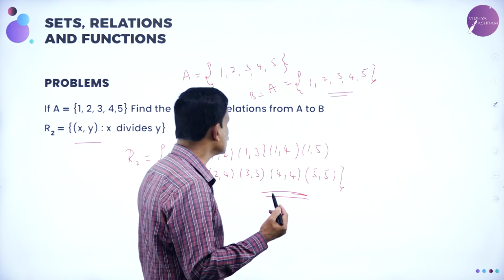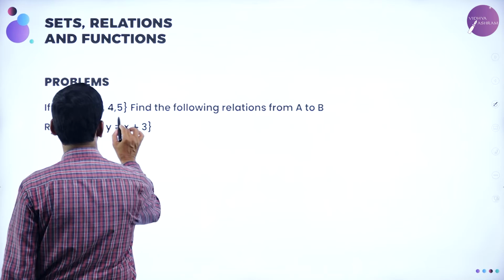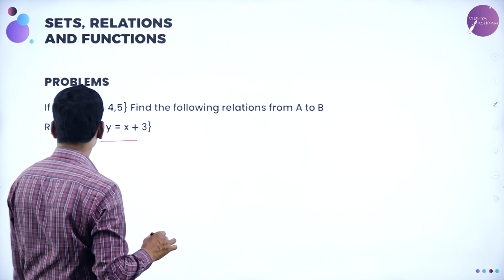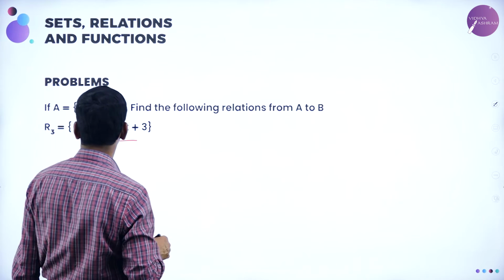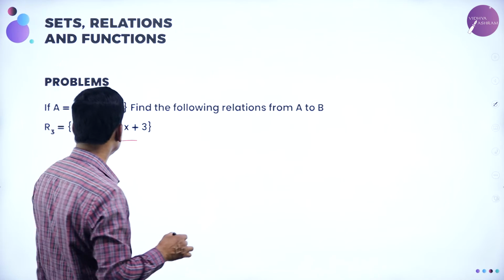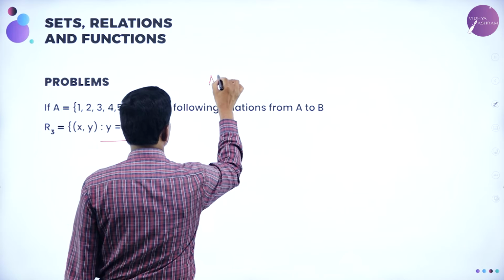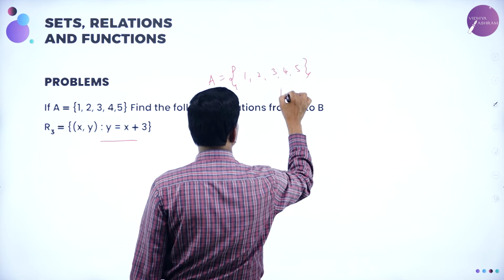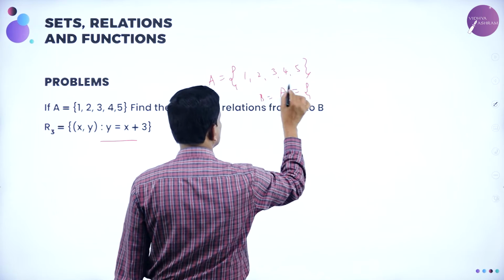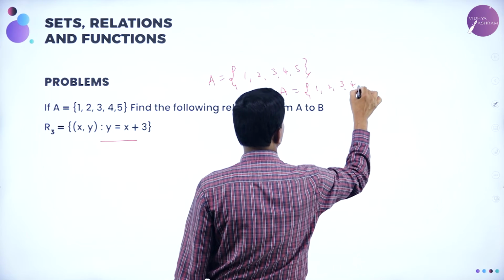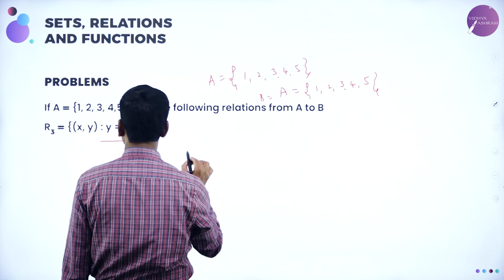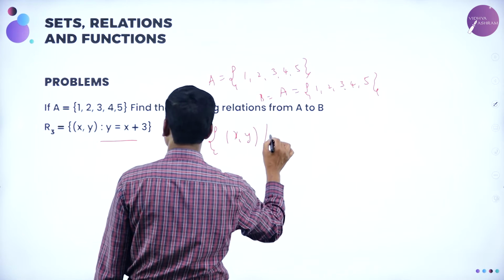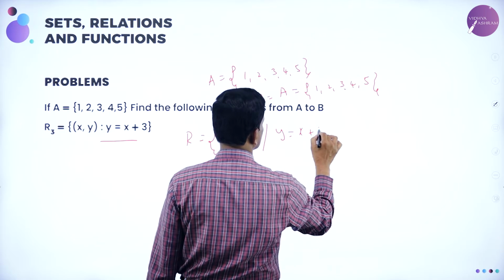Now, let us come to the next problem. If A is 1, 2, 3, 4, find the following relation from A to B. The relation R3 is (x, y) such that y is equal to x plus 3. Now, what are the elements of A? We have A equal to 1, 2, 3, 4 and 5, the same set, or let us consider this as B itself, 1, 2, 3, 4 and 5. What is the condition given? R is (X, Y) such that Y is equal to X plus 3.